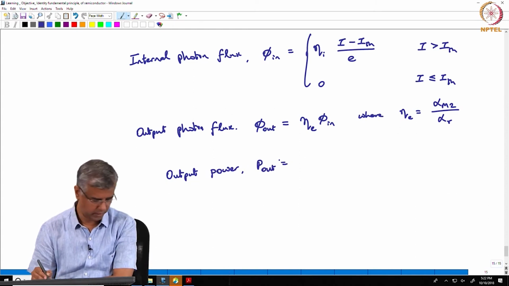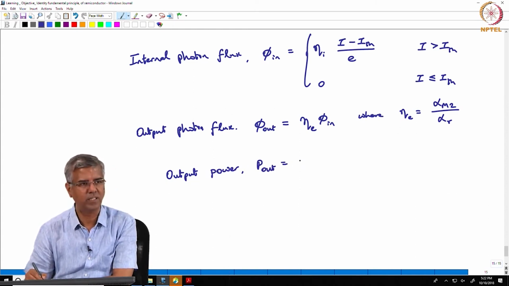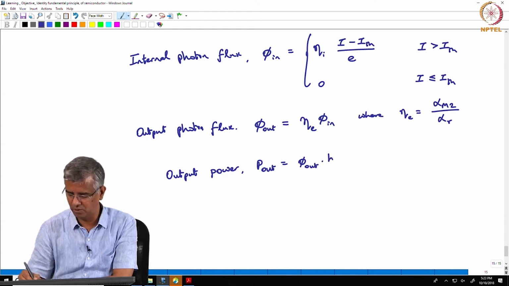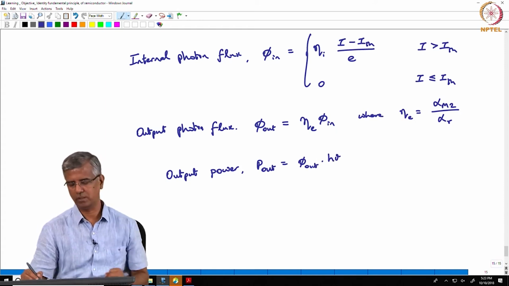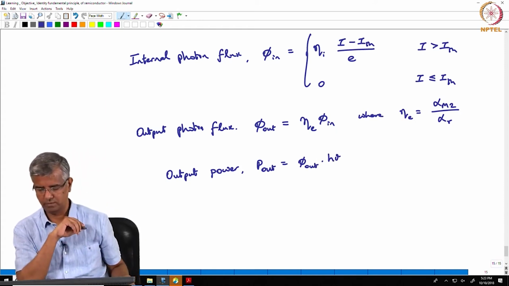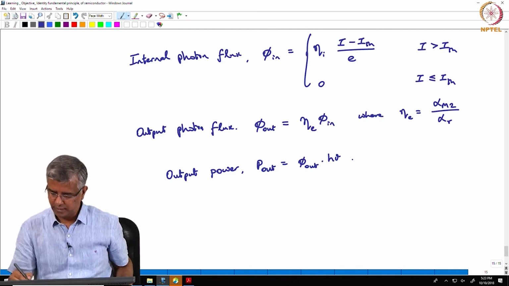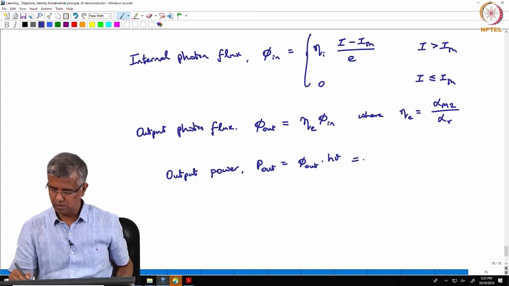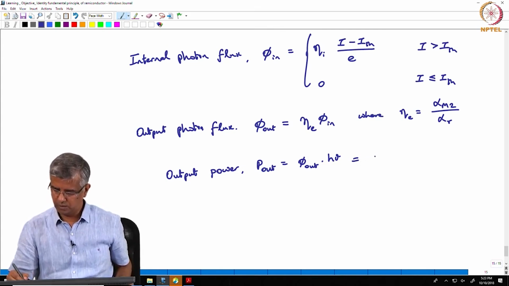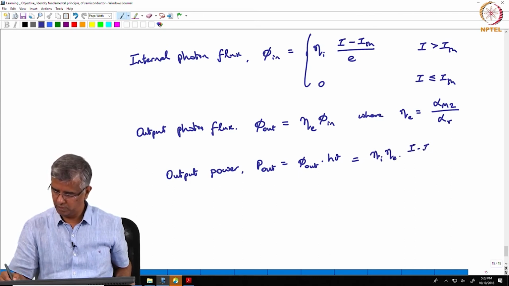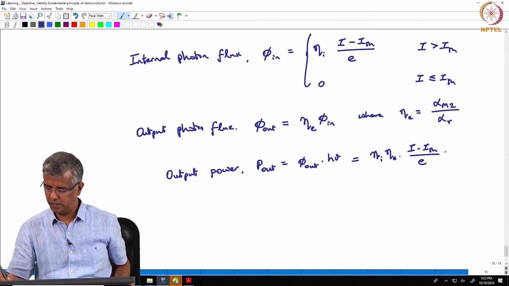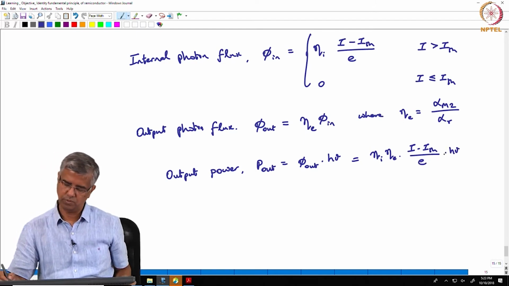And from photon flux, hopefully by now you know how to write the expression for output power, P out, that is just what? Phi out times h nu, the energy of the photon, right. So, if you were to write it all out, we would say this is equal to eta I, eta E, I minus I threshold divided by E multiplied by h nu.